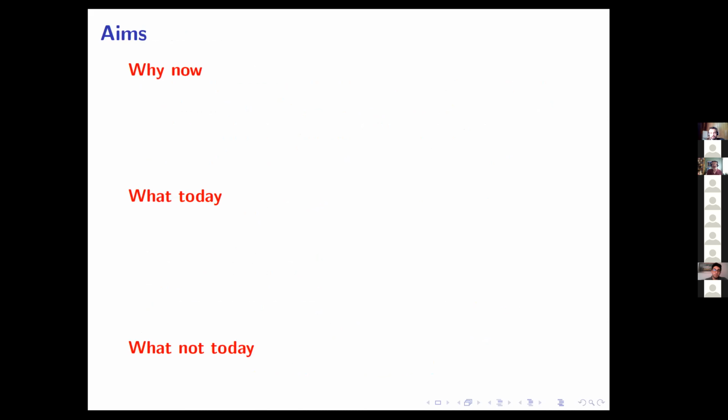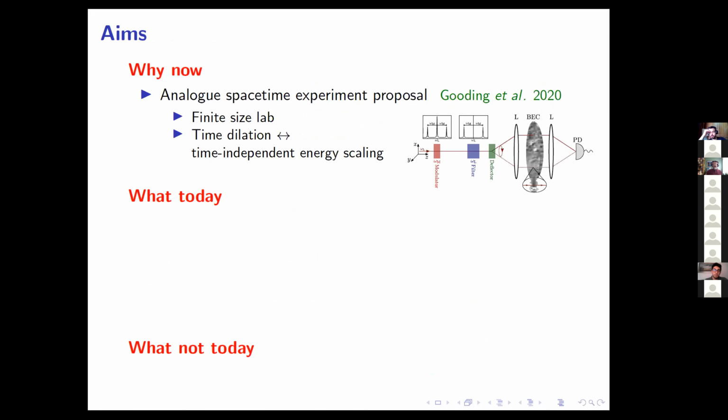So why now? This is prompted by the experimental proposal that Bill Unruh was describing. It is an analog spacetime experimental proposal using perhaps a Bose-Einstein condensate in the primary version, possibly adaptable to some superfluid helium system. I will not describe that experiment again, but the crucial points about it I've listed.